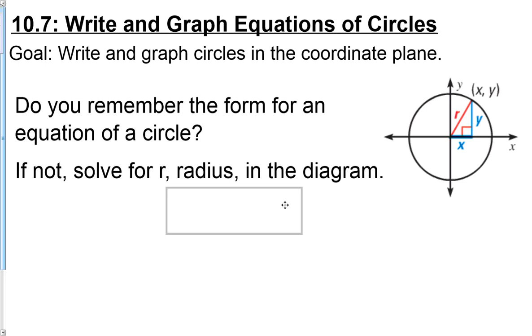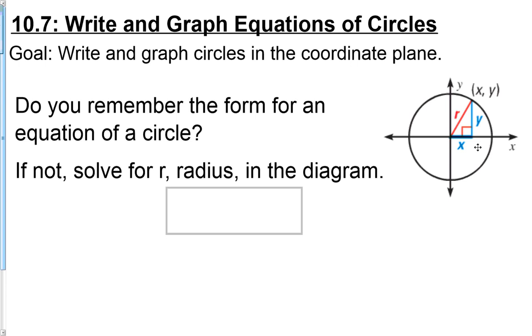Today we're going over lesson 10.7 on writing and graphing equations of circles. So some of you have seen conics before, so you may remember the equation of a circle. As an example, the basic definition of a circle is, given a center, it's a distance r, the radius, from that center, which forms a circle, right? So solve for r in this equation here.